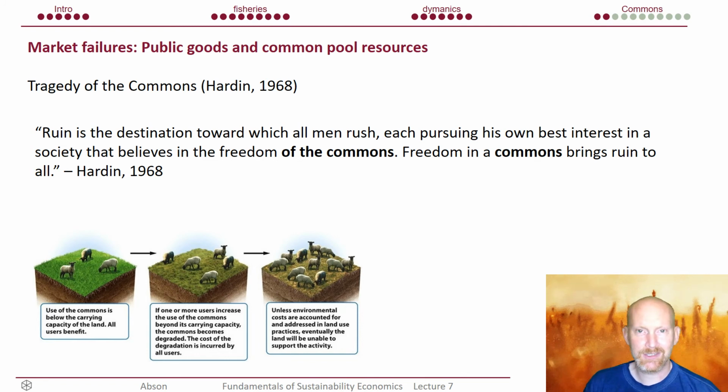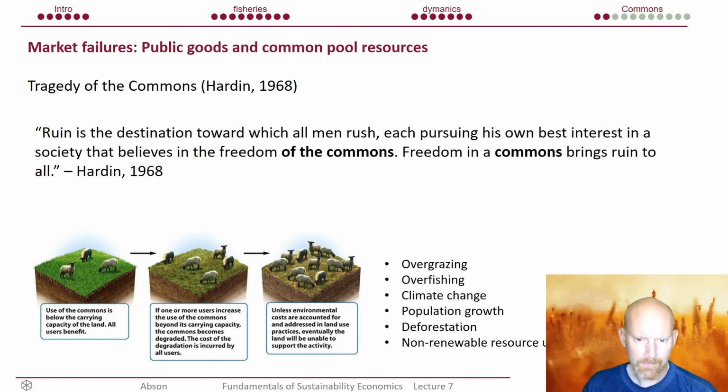And so each individual acts in their own rational self-interest, assuming again that we're rational, self-interested utility maximizers, and everyone increases their stock of sheep on the field, and that leads to degradation. At some point the ecological system collapses, and everyone is harmed by that outcome.